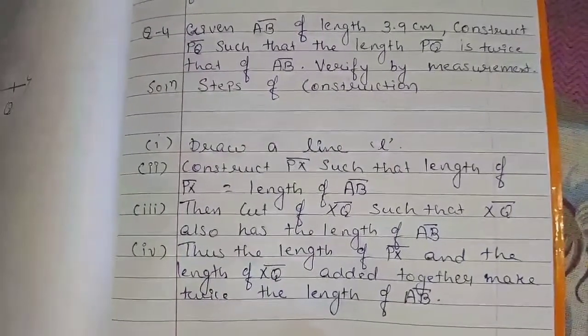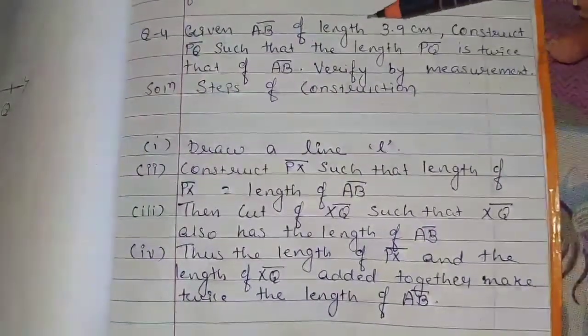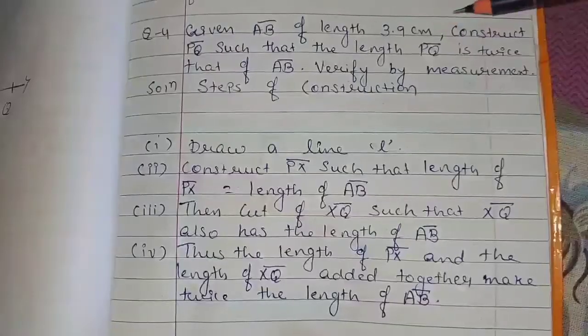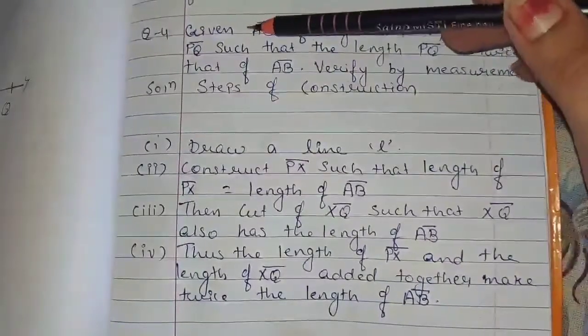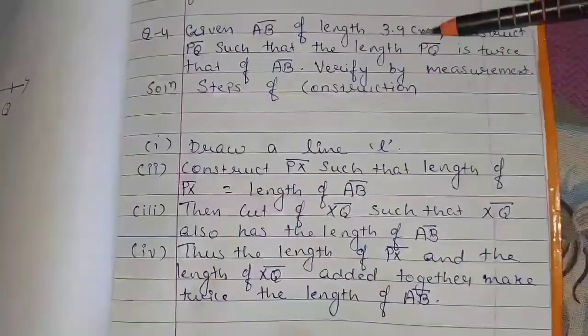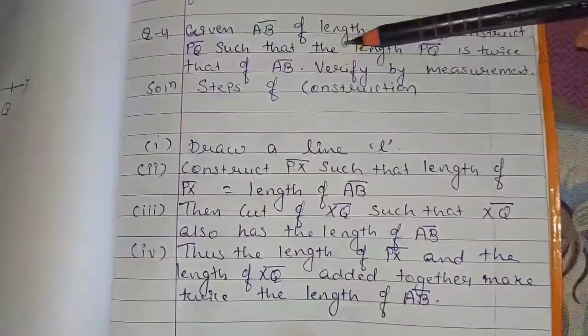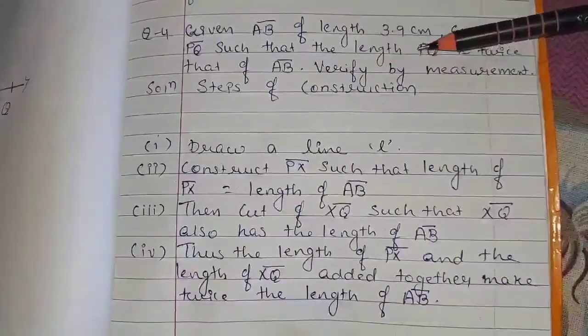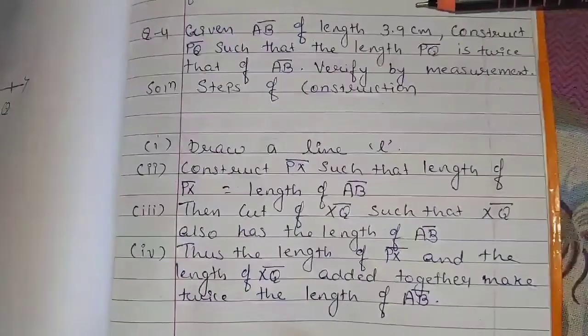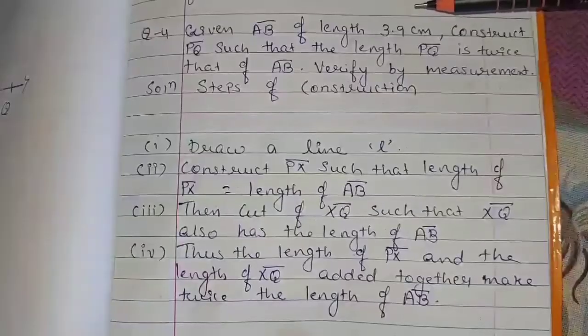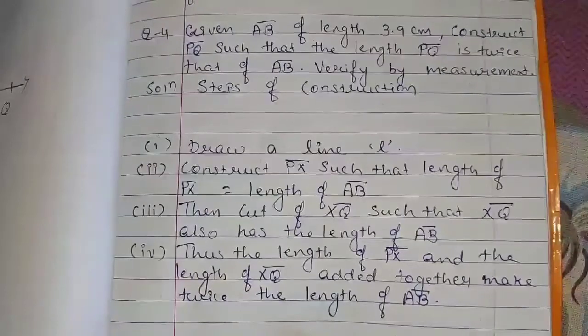Question number 4. Given line segment AB of length 3.9 centimeter. Construct line segment PQ such that the length of line segment PQ is twice that of line segment AB. Verify by measurement. So here we have to first of all construct the figure and then we have to verify by measurement also.